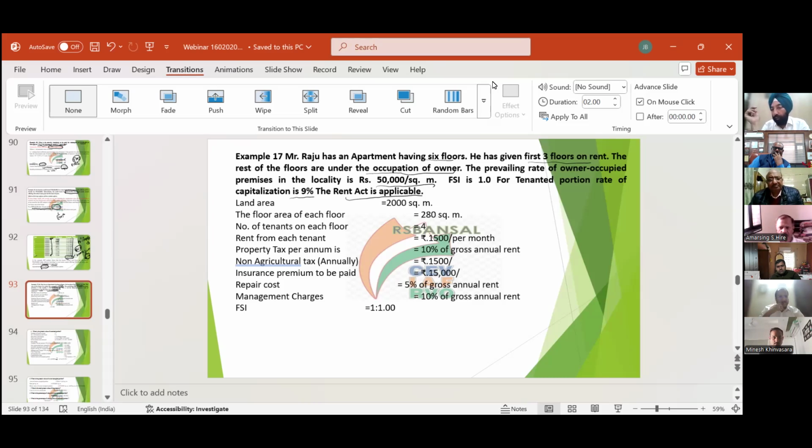So for the owner occupied portion, we will be using the cost approach or any other approach, and for the tenanted portion, we will be using the rent capitalization method. This you have to remember.